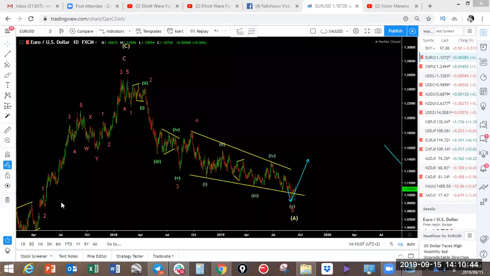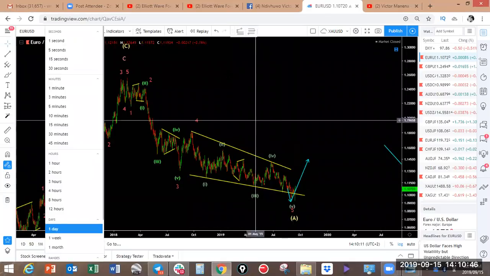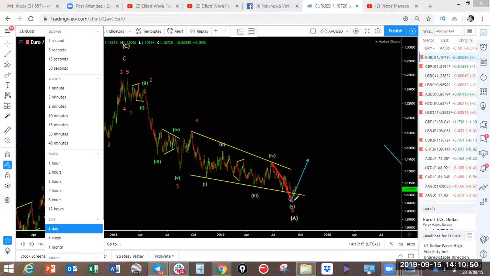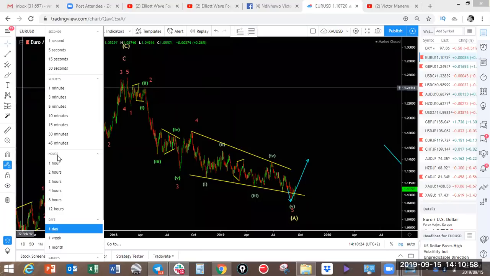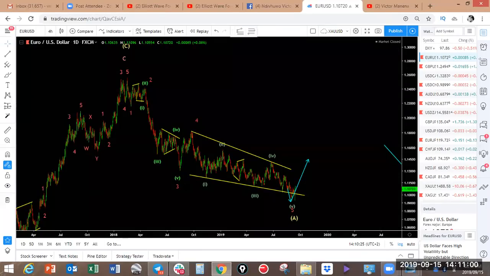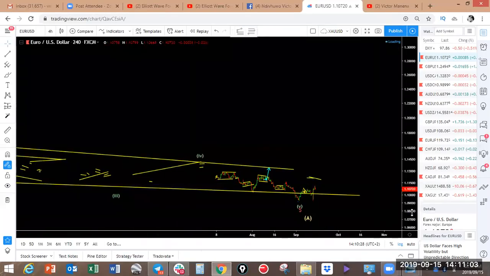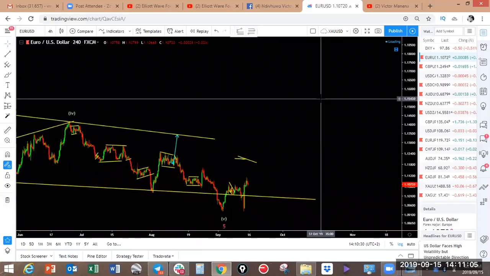We've got an impulsive move right at the wave 5. So we did say that this may very well break the low here, the boundary between 1 and 3 here, because that usually happens with diagonals. So let's see if we're going to get that pullback now. Let's go to the 4-hour. Going to the 4-hour now, let's see what the structure is.